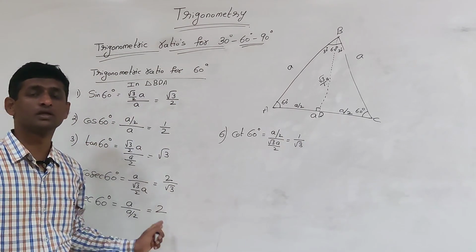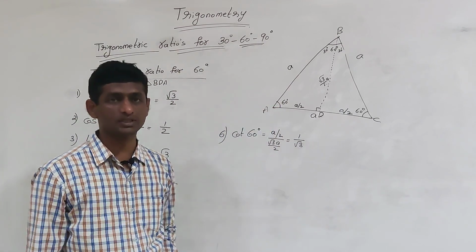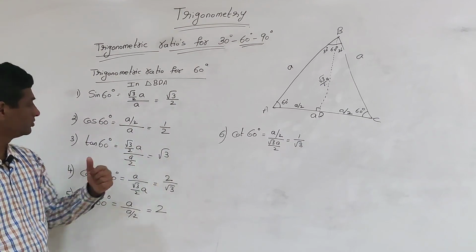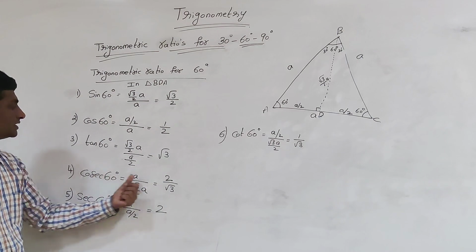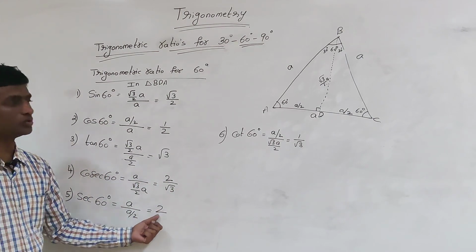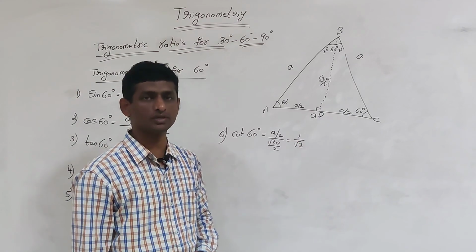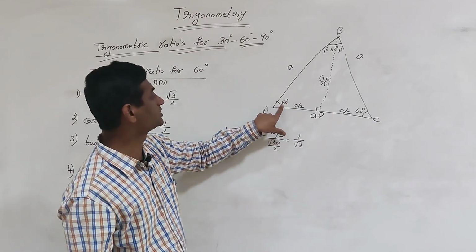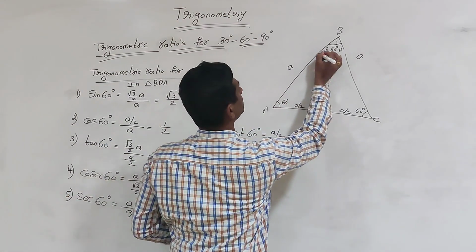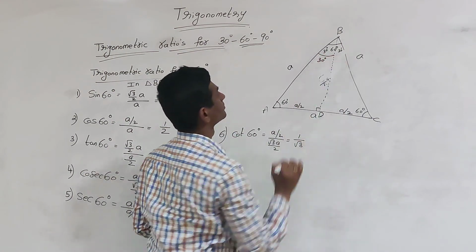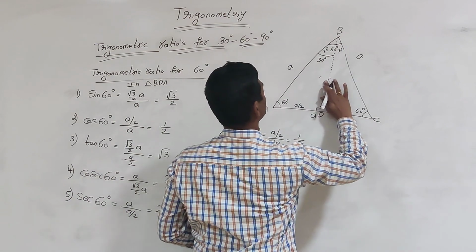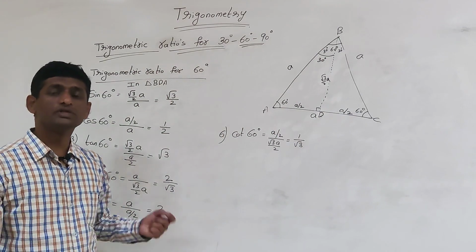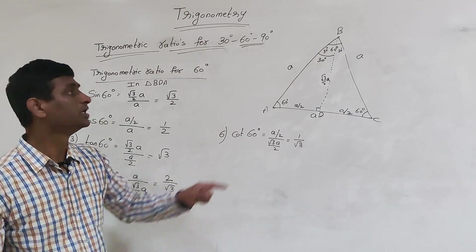So these are the trigonometric ratios for angle 60 degrees. That is sin 60 root 3 by 2, cos 60 1 by 2, tan 60 root 3, cosecant 60 2 by root 3, secant 60 2 and cot 60 1 by root 3. Now in the same triangle, if this is 60, this will be 90, then what is the remaining part? So this part will be 30 degrees, as I already mentioned. Now we'll see what are the trigonometric ratios for 30 degrees.